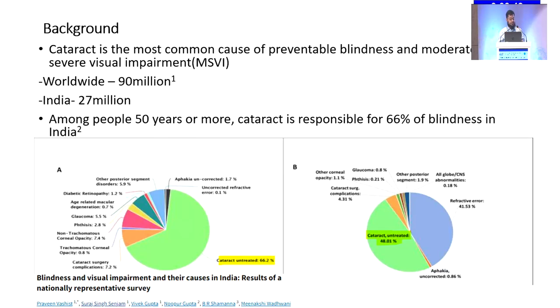Worldwide, the numbers are estimated to be about 90 million, and in India around 27 million. And among people 50 years or more, cataract is responsible for about 66% of blindness in India. I'm quoting the study by the National Blindness Survey, Ranger sir and Surat Sangam sir. As we know, untreated cataract accounts for around 66% of blindness and about 48% of severe visual impairment.